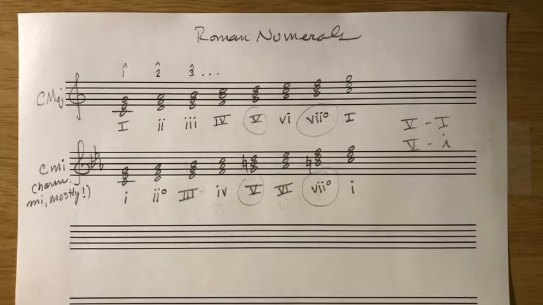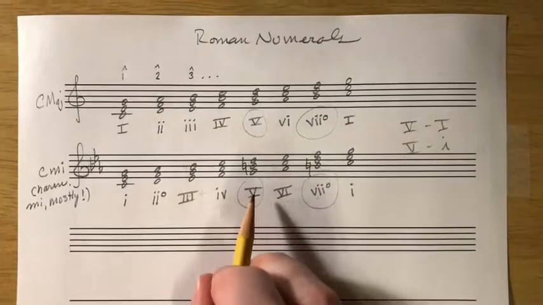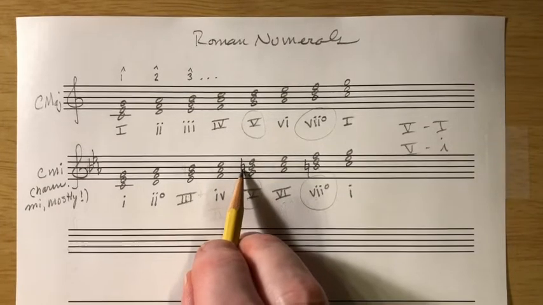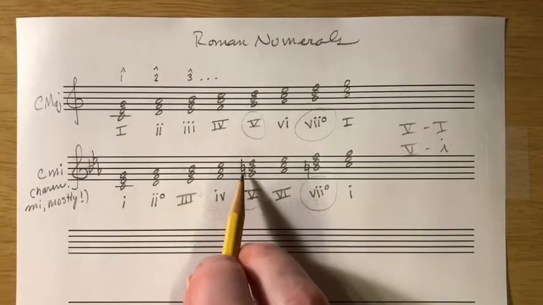If we don't raise the leading tone, we still have a decent progression. Here's minor 5 going to 1. That's what we would have if we didn't raise the 7th degree in this scale.